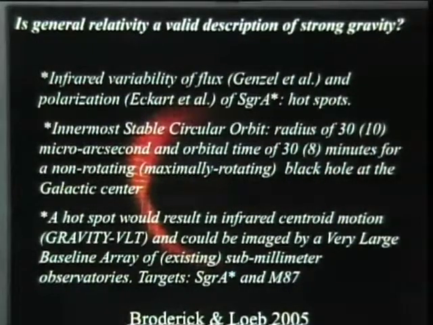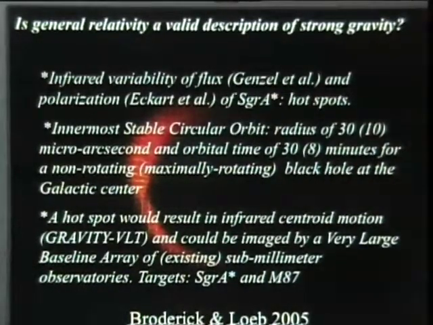The innermost stable circular orbit around Sagittarius A star has a radius of 30 micro arc seconds. An arc second is the scale that can be resolved by an amateur astronomer. Here we're talking about a million times smaller scale on the sky. Obviously, no telescope can resolve right now the scale of a micro arc second, but as I'll describe in a few minutes, we are able right now to reach this level of 30 micro arc second resolution. And that's for a non-spinning black hole. The orbital time at this innermost stable circular orbit, also called the ISCO, is 30 minutes.